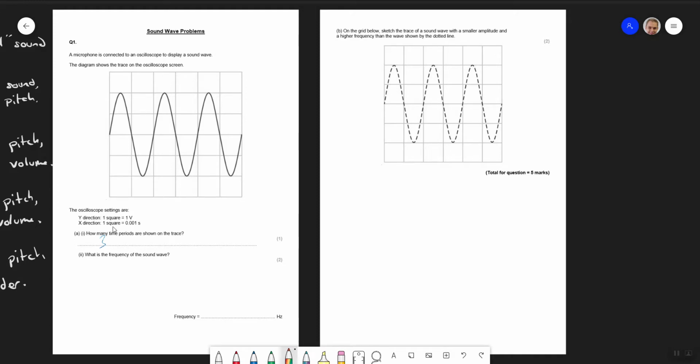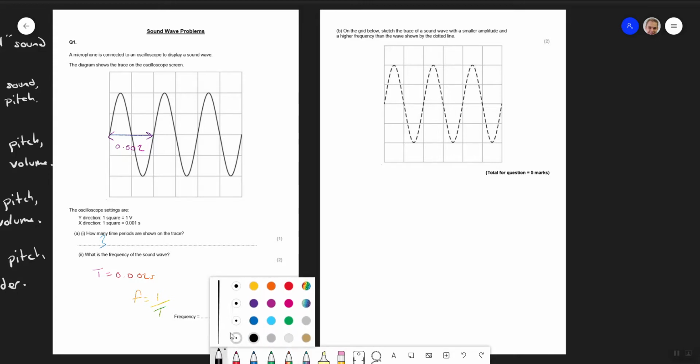What is the frequency of the sound waves? Well, we need to know what in the x direction is represented. So 1 square is 0.001 seconds. So that means the one time period is equal to 0.002 seconds, and there'll be 1 mark for recognizing that. So T is equal to 0.002 seconds. So we have 1 over 0.002, which is 500. So we've got 500 hertz.